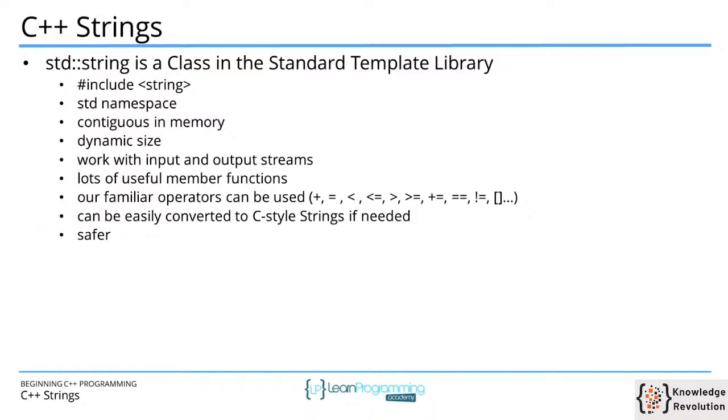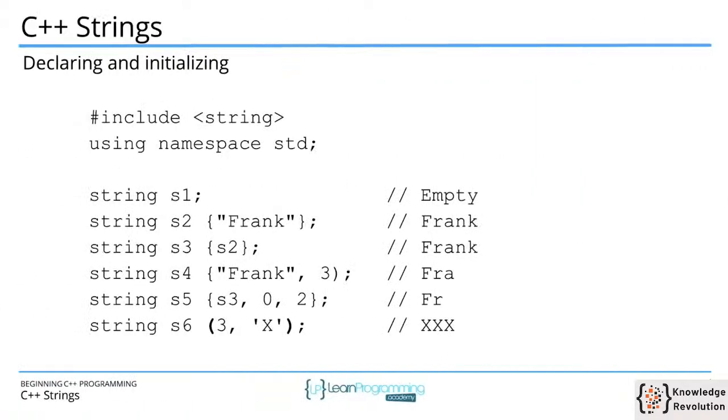Like vectors, C++ strings are safer since they provide methods that can bounds check and allow you to find errors in your code so you can fix them before your program goes into production. Let's see how we can declare and initialize C++ strings. In all the examples in this video, I'm assuming that the string header file has been included and that we're using the standard namespace. Here you can see 6 examples of declaration and initialization of C++ strings.